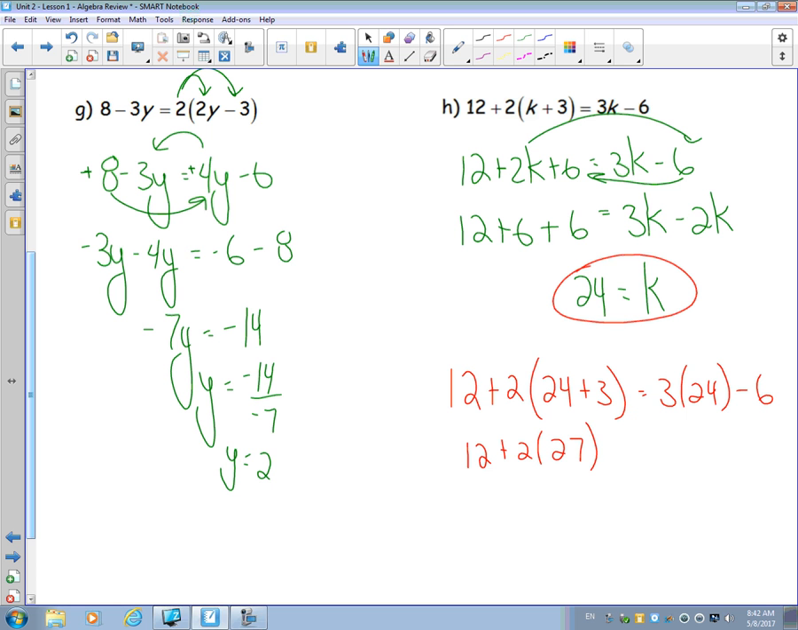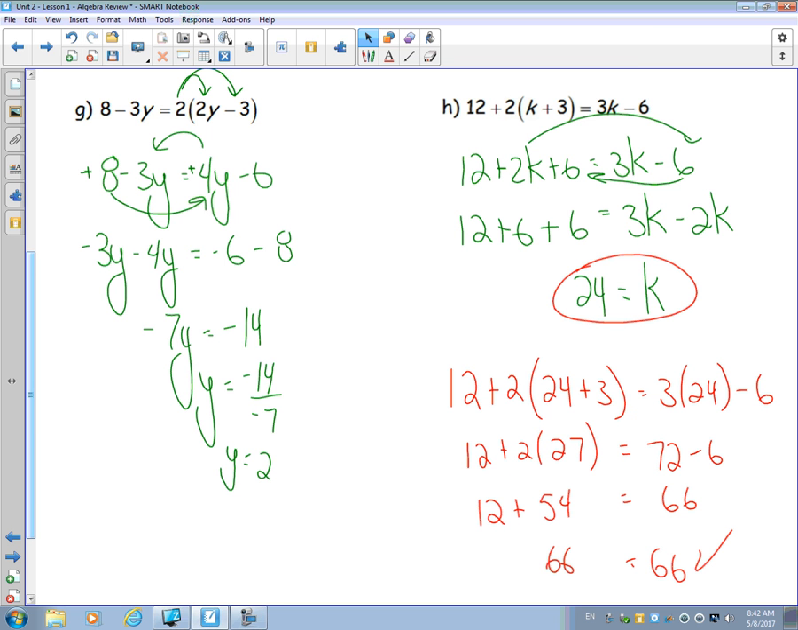So on the left side, I'm doing BEDMAS, so I did brackets first. On the right side, I'm doing BEDMAS, so I'm going to have to do some multiplying first. And on the left side, I'm doing multiplying. On the right side, I'm doing subtracting. And I get, oops, I should say 66. And what do you know? Both sides are the same. That tells me that I have the right answer.